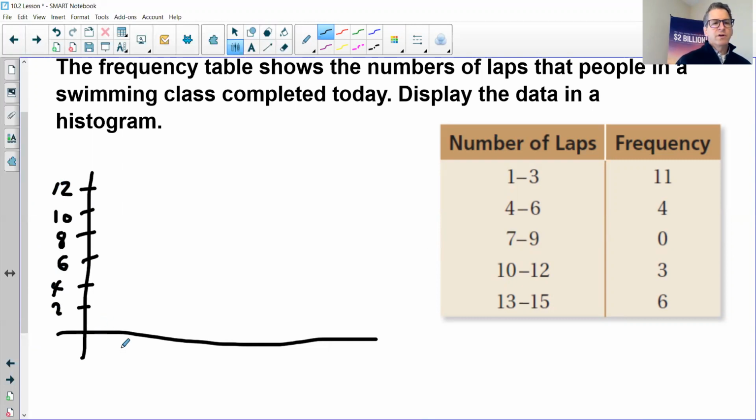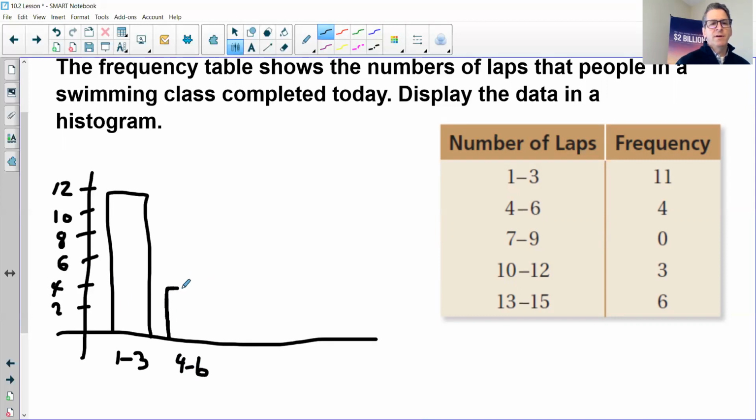Then we're going to go 1 to 3. 1 to 3 will have the number of laps. And we're going to put a little bar all the way up to 11, across and down. Then 4 to 6, we're going to do the same thing. We only have a frequency of 4, so this bar is only going to go up to 4, and then I'll cut it across.